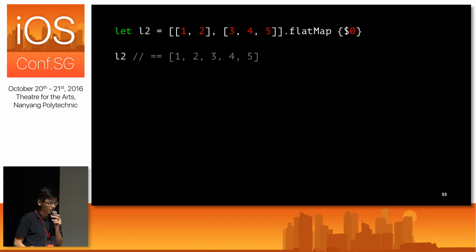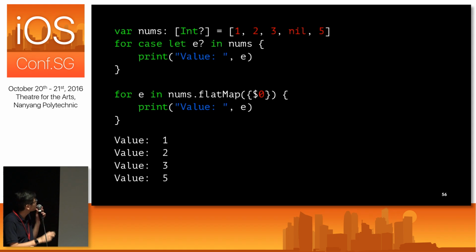Some of you will be familiar with flatMap. Very often we can use it to unpack or flatten arrays of arrays. This is one primary use. But there's a secondary purpose for flatMap. In this case, it has the same effect as for case let. So this expression, nums.flatMap, basically creates another array, a copy of the array with only the non-nil values. flatMap is really, really handy.